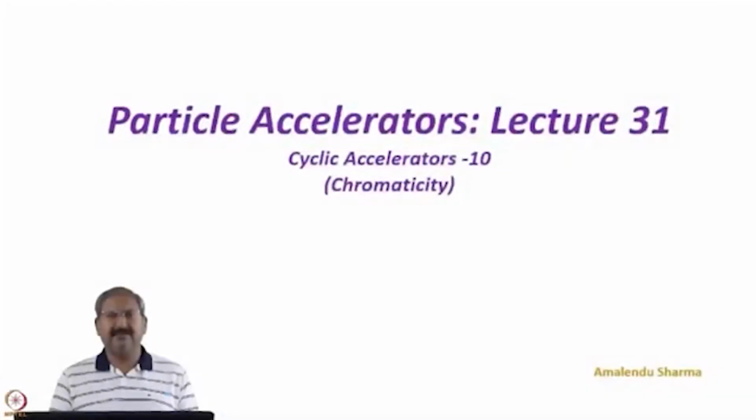In this lecture, we will discuss chromaticity. It is the effect generated by the quadrupole for the off momentum particles. In the last lecture, we saw the effect of a dipole magnet on the off momentum particle, and a new parameter, dispersion, was introduced. Now we will see how the quadrupole acts on the off momentum particle, and this effect can generate an aberration, and how that aberration can be corrected.